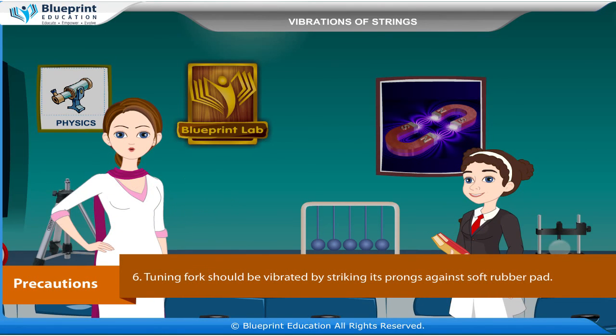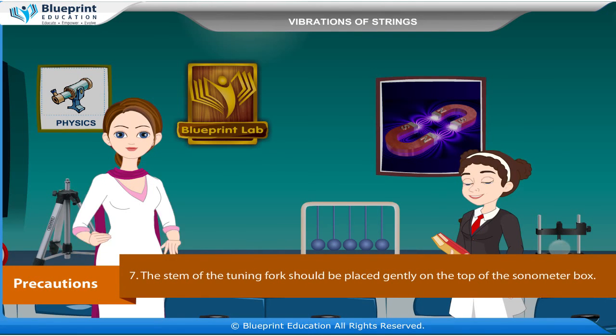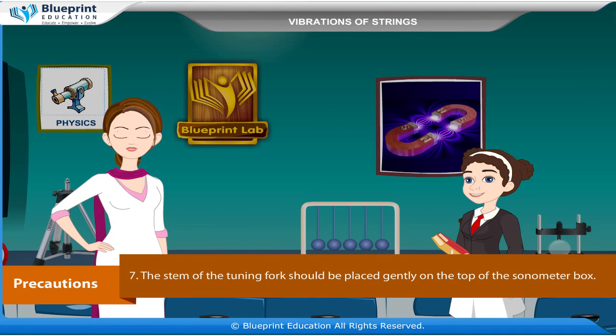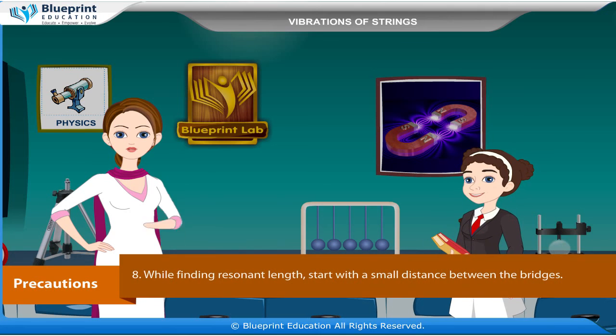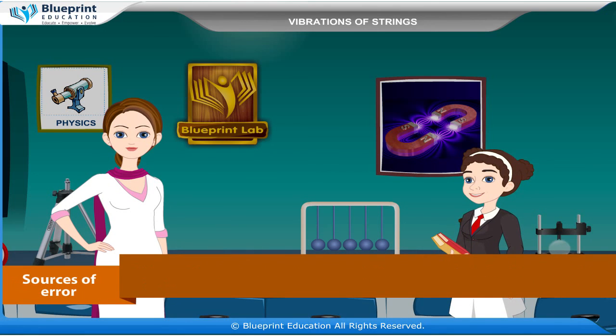Tuning fork should be vibrated by striking its prong against soft rubber pad. The stem of the tuning fork should be placed gently on the top of the sonometer box. While finding the resonant length, start with a small distance between the bridges. The weight of the hanger should be counted for the calculation of tension in the string.